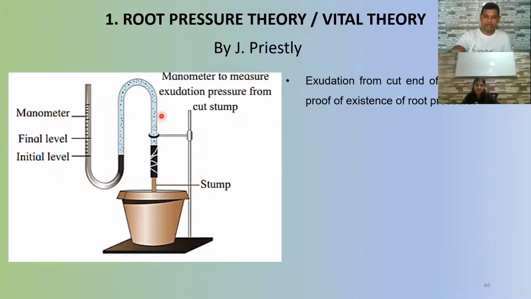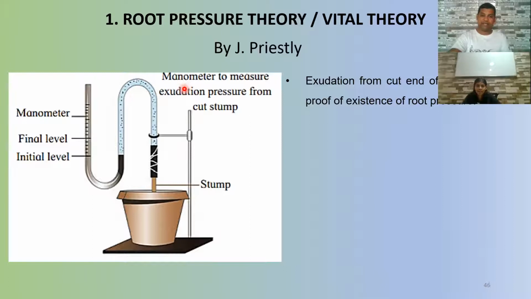Stem portion, lower end, we show a cut stump. Cut stump is written here. This is a stump. The lower part of the stem, with everything above it cut off, is called a stump. So below the lower part of the stem, the roots are there under the soil. To that end of the stem, if I connect it to a manometer.